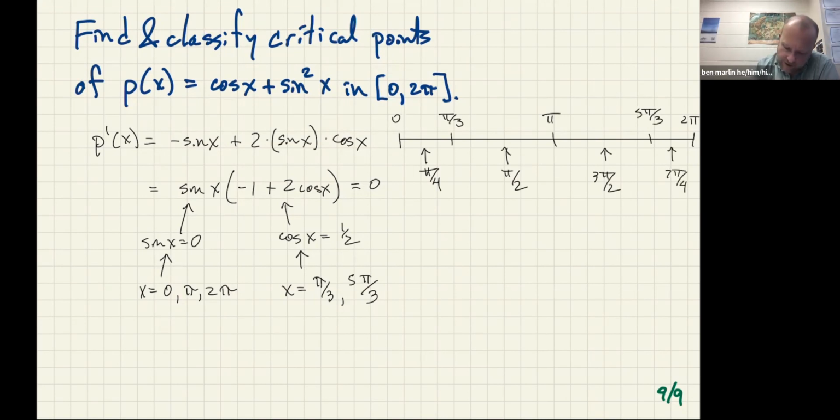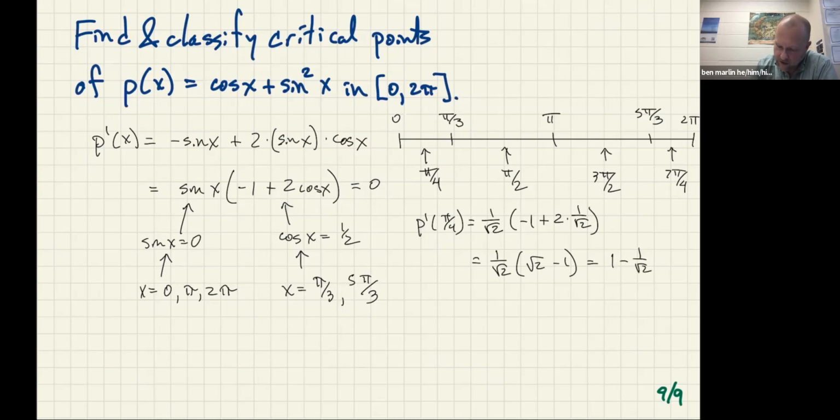Okay, so our p prime of pi over 4, we'll plug back in there and figure out what's going on. And we will have the sine of pi over 4 is 1 over the square root of 2, and minus 1 plus 2 times the cosine is 1 over the square root of 2. So we have 1 over the square root of 2 times square root of 2, then minus 1, which is 1 minus 1 over the square root of 2. 1 over the square root of 2 is about 0.7, so this is going to be positive.